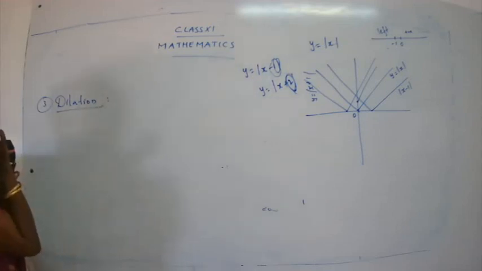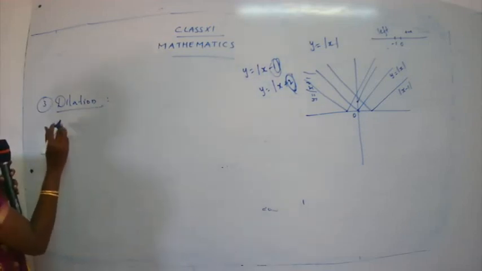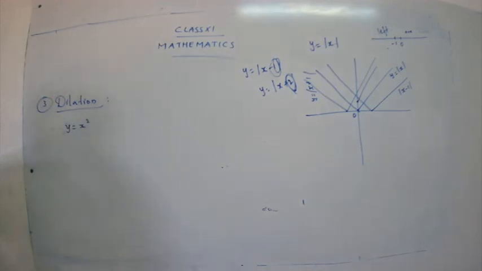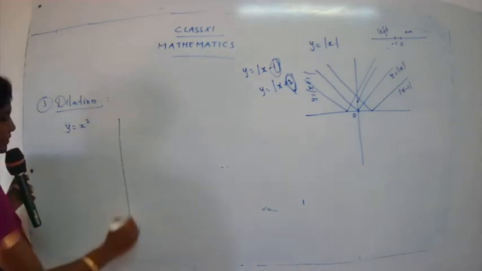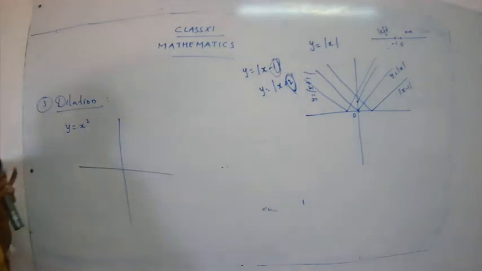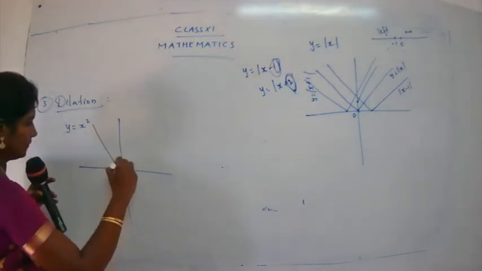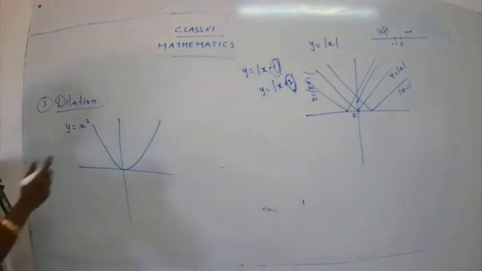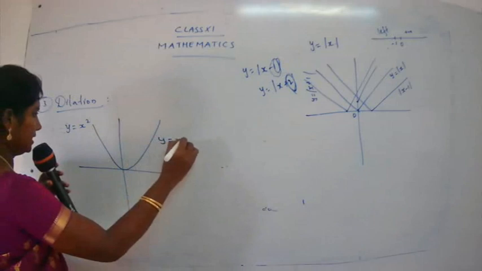Okay, so if we have a function y is equal to x square. Let's plot it. It will be somewhat like this, just a small rough figure. We have a function like this.